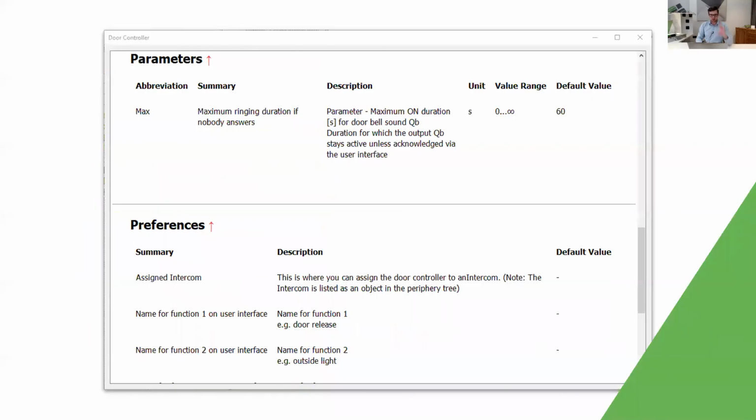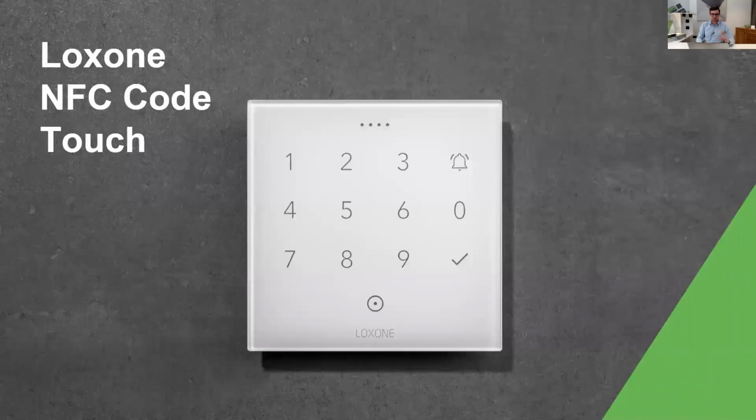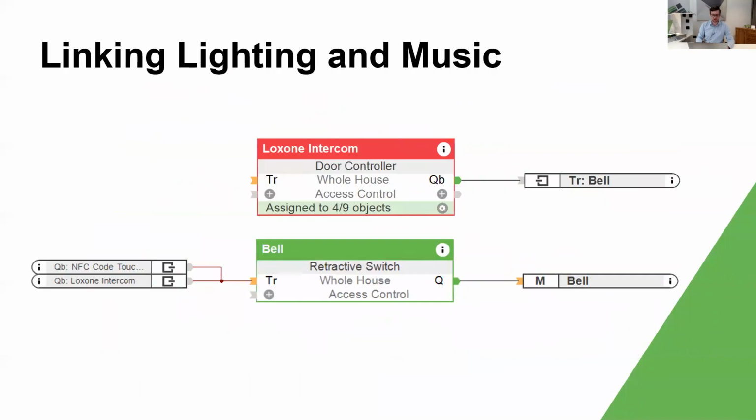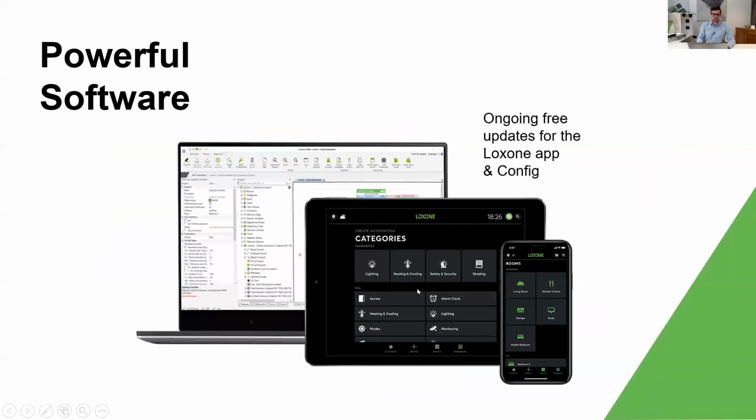The intercom, the key parameters, the NFC code touch in all of its glory, key parameters linked together exactly as we did through a retractive switch to flash the lights, config and the app, hugely, immensely powerful.